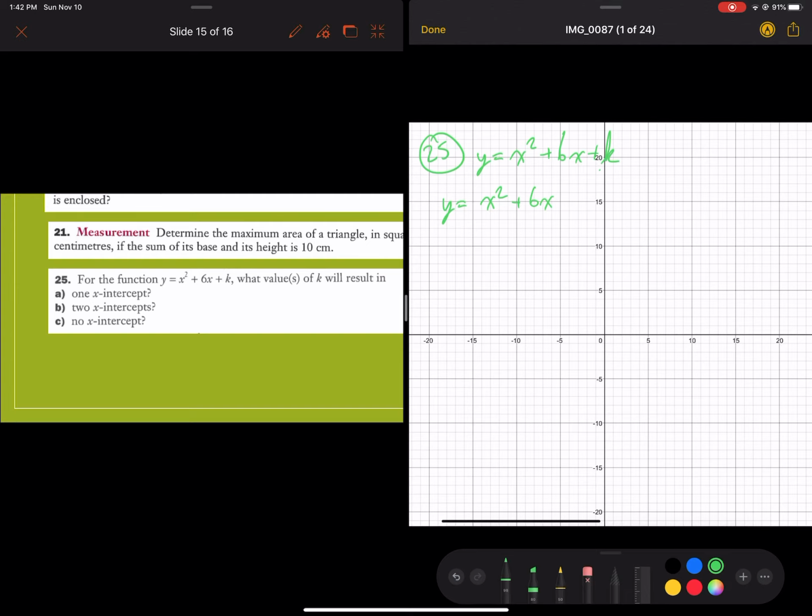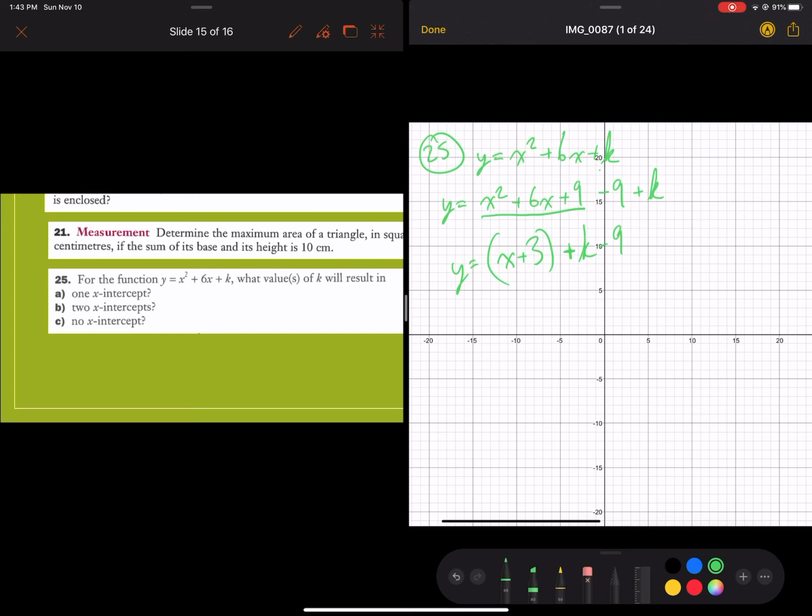Now, what do we have to do? To complete the square, we have to divide 6 over 2 squared, which is 3 squared, which is equal to 9. So add 9, subtract 9. And then we have to have that k right there. Let's keep that k. We'll talk about this k in a second, but let's just play around with this first. That's a perfect square. It's x plus 3. y equals x plus 3 squared plus k minus 9.